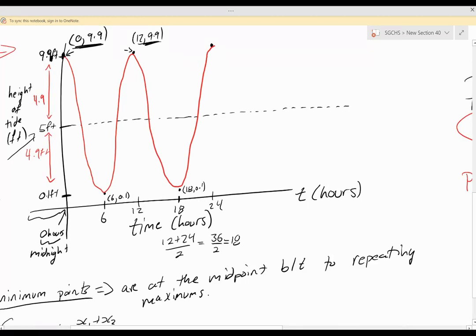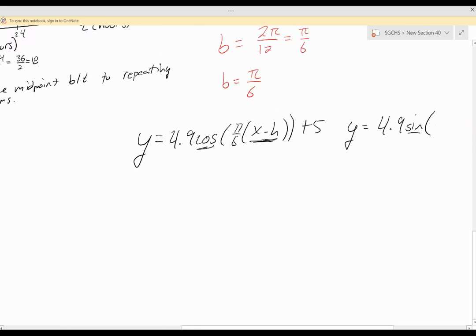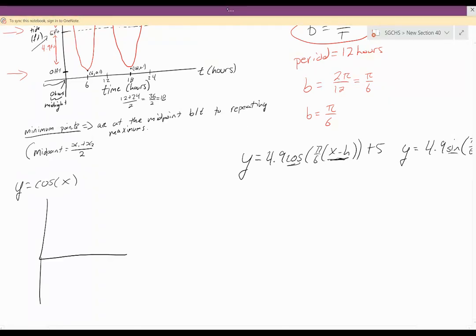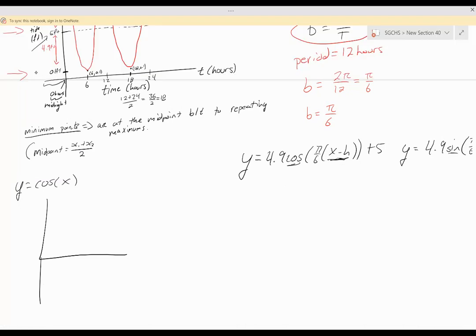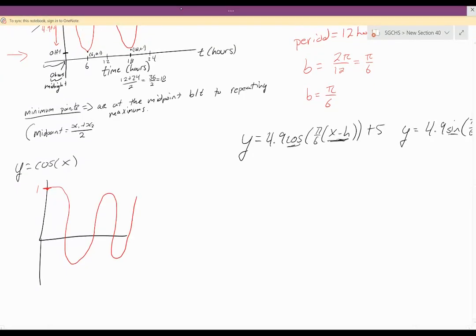So in order to figure out what the phase shift is, we need to know what our base functions look like. What I mean by that is, what does y equals cos x look like? At this point you should understand what these look like. Cos x starts at a maximum of 1. We just need the rough idea of what cos x is.